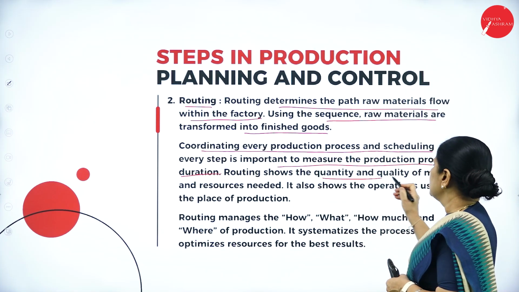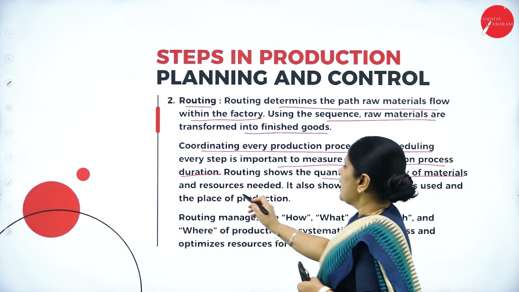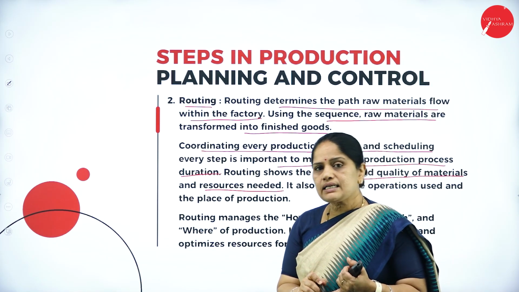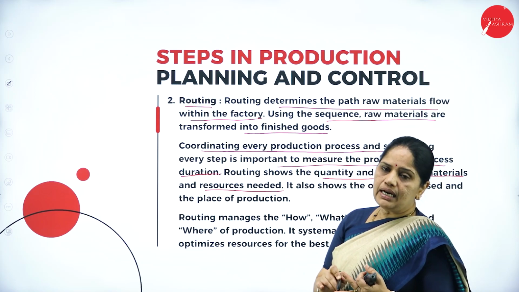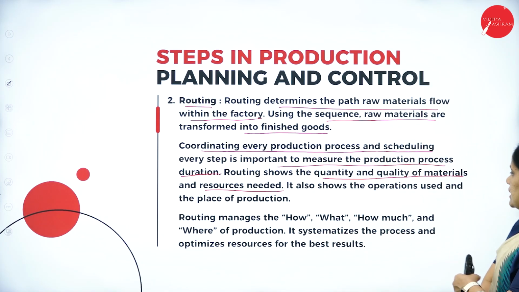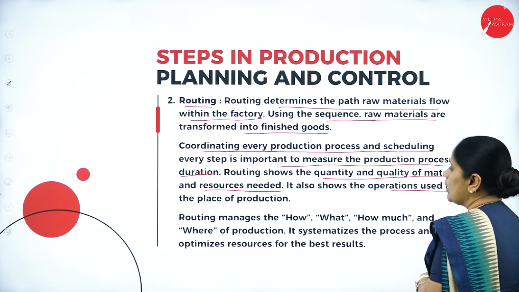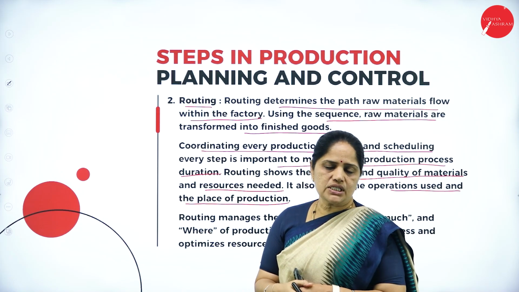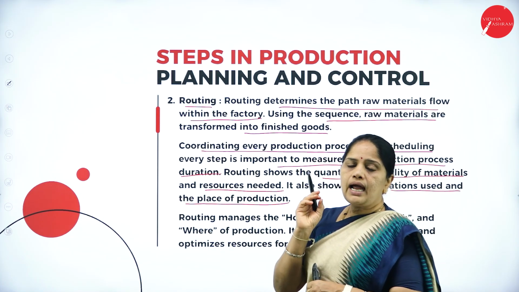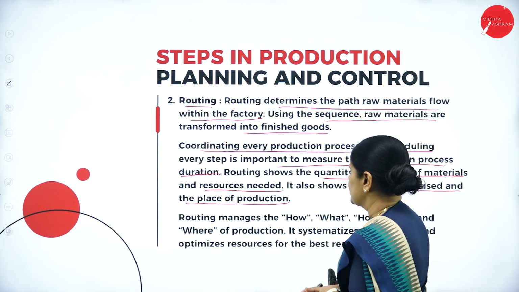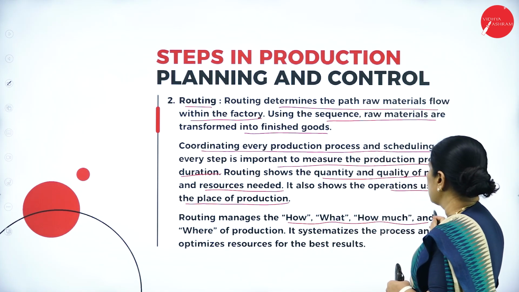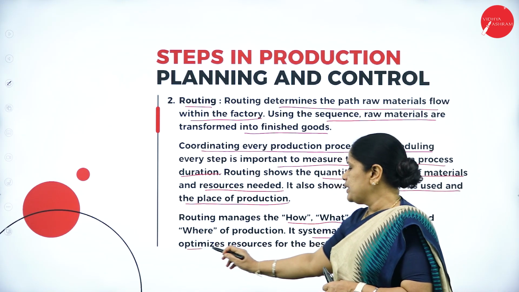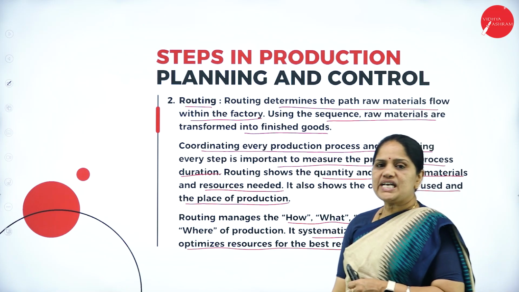So, routing shows the quantity and quality of materials and the resources needed. It will show us the exact quantity of raw materials needed and the human resources needed. It also shows the operations used and the place of production. So, what are the various operations in use for production, and also the places of production? It manages the how, what, how much and where of production. It systematizes the processes and optimizes resources for the best results.